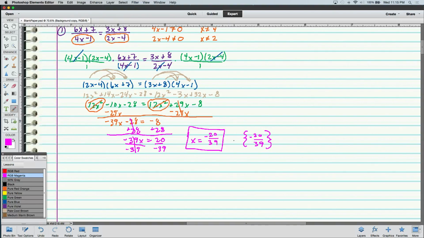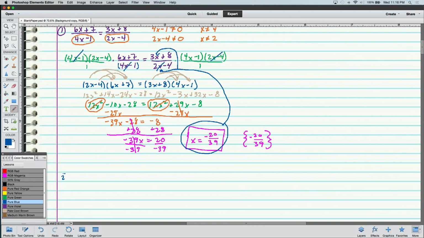And if we wanted to check it just to be sure that we have the right answer, what we need to do is take whatever value we got here, this x value, and plug it into every single x value in our original problem.